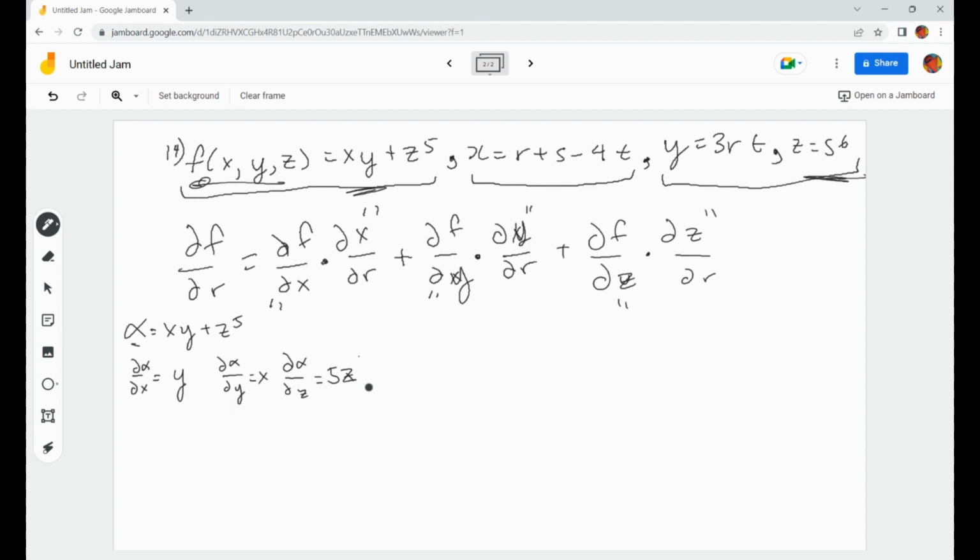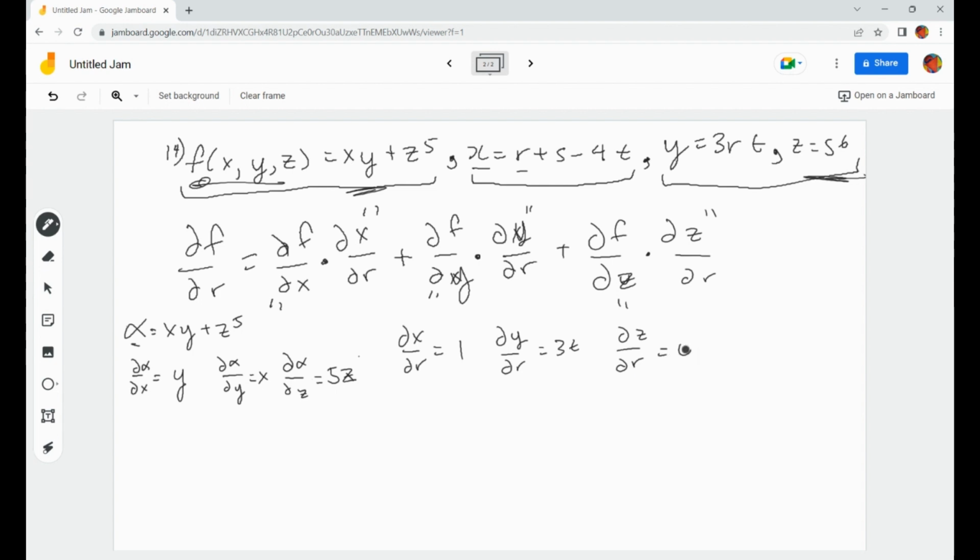Next we need to put this back again. Where was I? About to do this part first because you need dr. dr is just 1, so dx dr equals 1. dy dr is 3t. dy dr equals 3t.